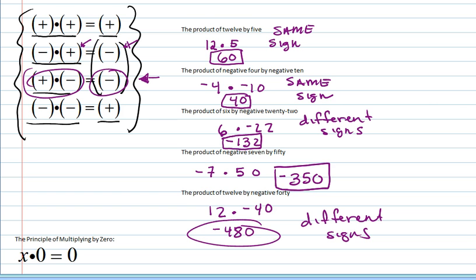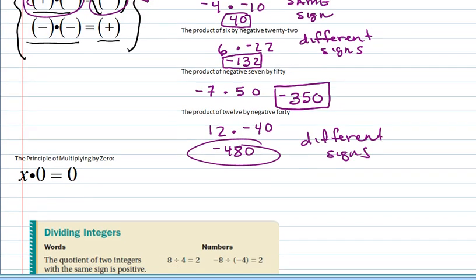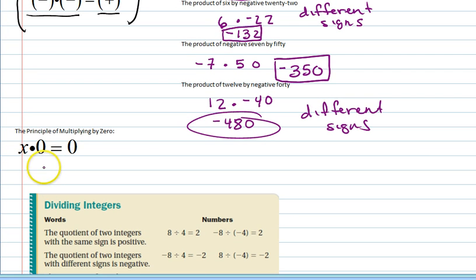Now the last rule that we learned about with multiplying was multiplying by 0. If I take a number and multiply it by 0, I get 0. That means that any number, like 3 times 0, will give me 0. It's like saying I have 3 groups of 0 items. Well, I have 0 items.